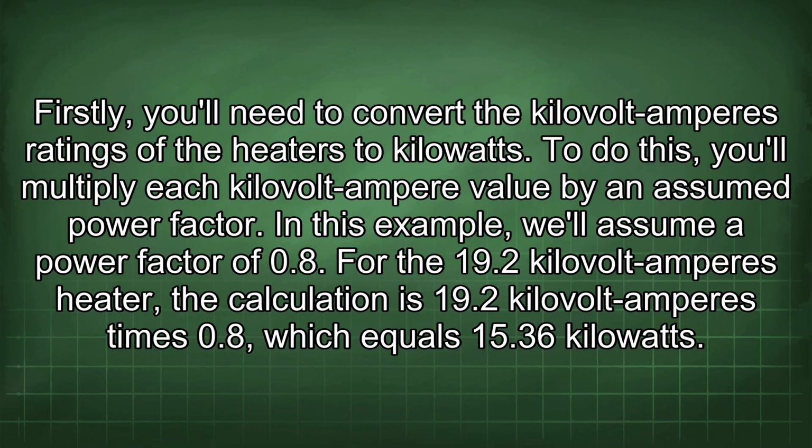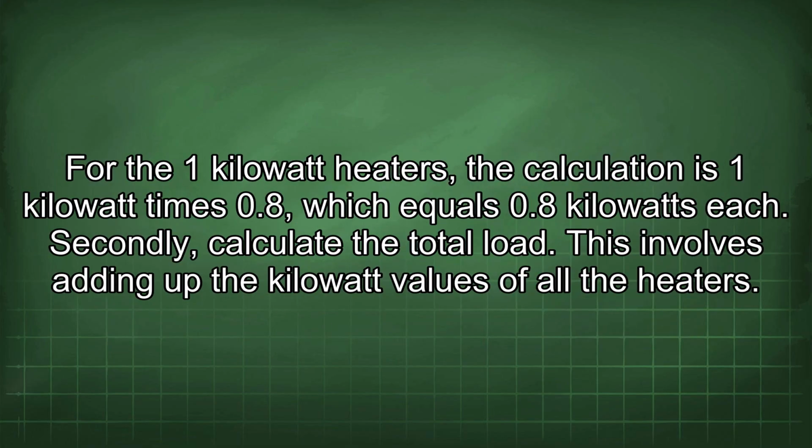To do this, you'll multiply each kilovolt-ampere value by an assumed power factor. In this example, we'll assume a power factor of 0.8. For the 19.2 kilovolt-amperes heater, the calculation is 19.2 kilovolt-amperes times 0.8, which equals 15.36 kilowatts. For the 1 kilovolt-ampere heaters, the calculation is 1 times 0.8, which equals 0.8 kilowatts each.